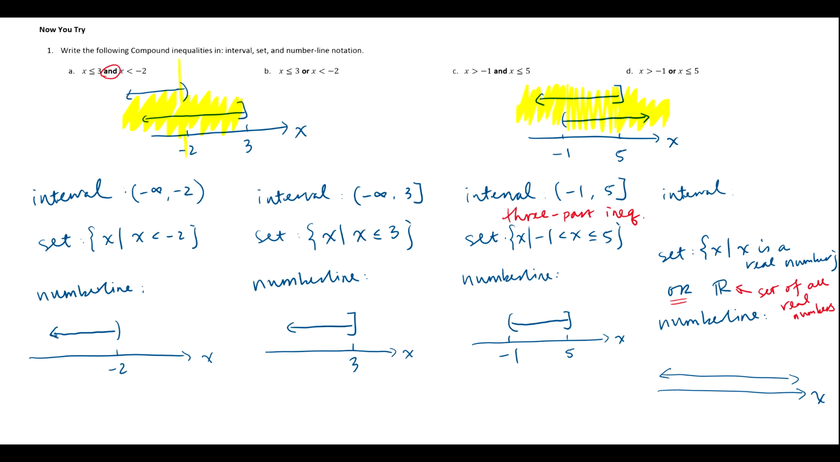And lastly, for interval notation, we notice there's no boundary. That means for our starting point, it's negative infinity. Our end point will be infinity. So that will be our interval notation.